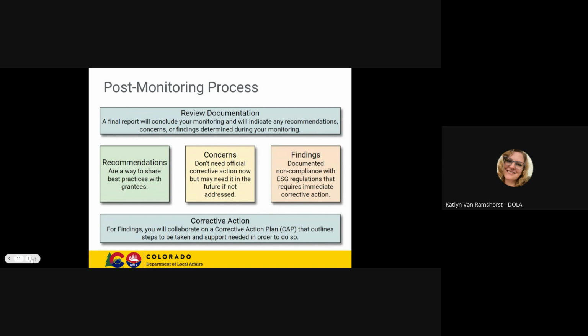If you're unable to correct it within 30 days, or you would like support from your grant manager in correcting it, your grant manager and your agency's relevant staff will create a corrective action plan that outlines steps to be taken and support needed in order to do so. This is a formal process for agencies to receive technical assistance from the Department of Housing to ensure ESG compliance and enhance program performance.